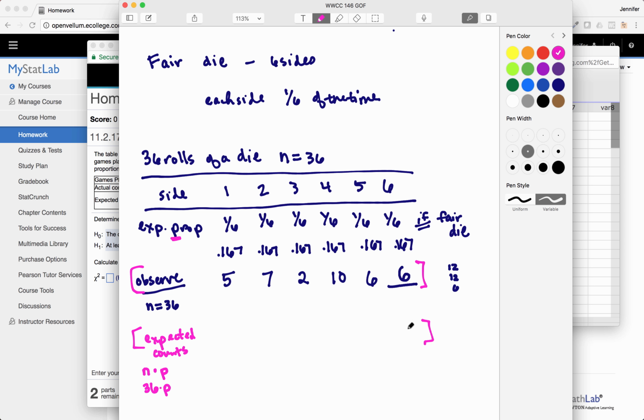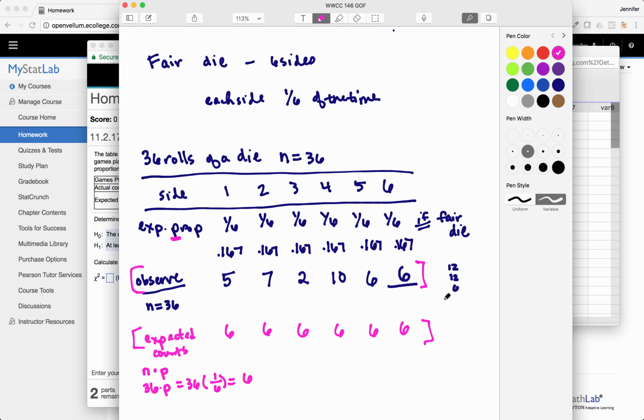Then what should I get for my count down here? I'm going to take 36 and multiply it by p. So I have 1/6 in the side of 1, I have 1/6 in the side 2, or you could round it to 0.167. But really, I'm going to be taking 36, and because all the proportions are the same, 36 times 1/6, and I end up with 6. So it kind of makes sense. If all of the categories are equal in proportion, then I should be getting equal counts in all those categories.